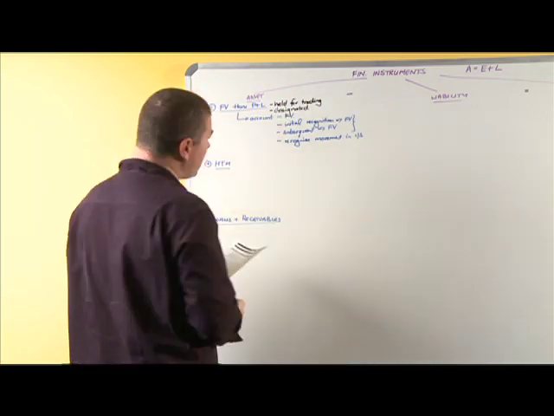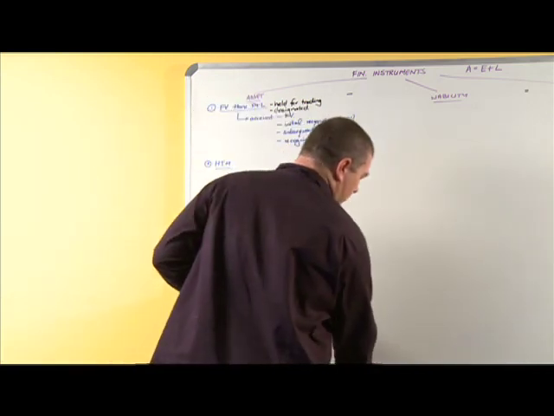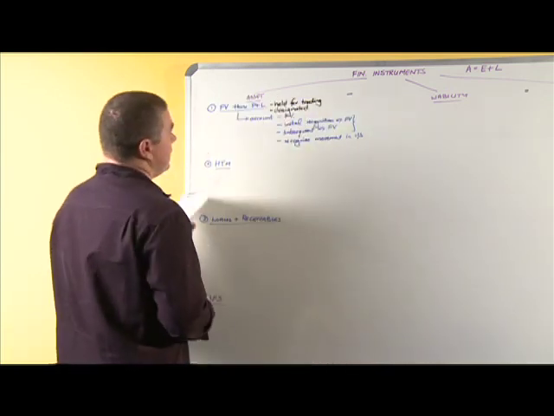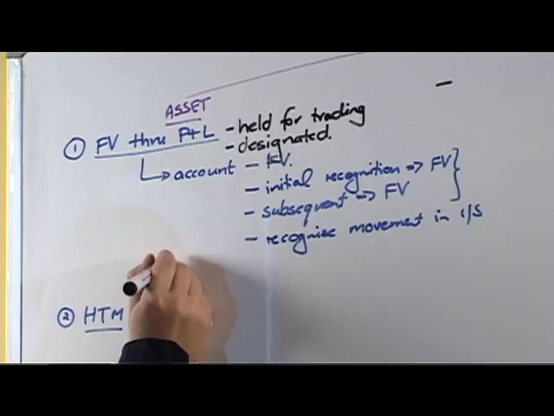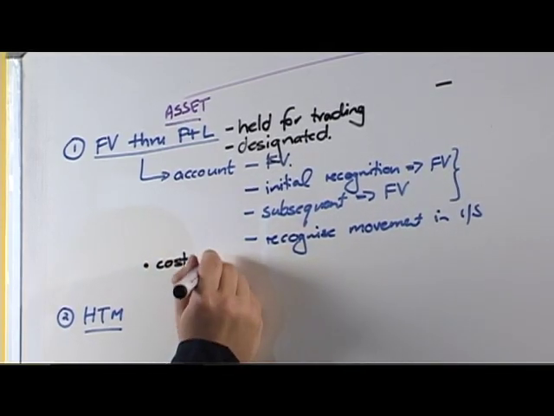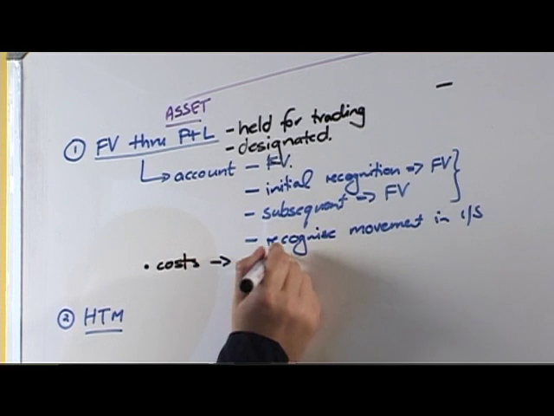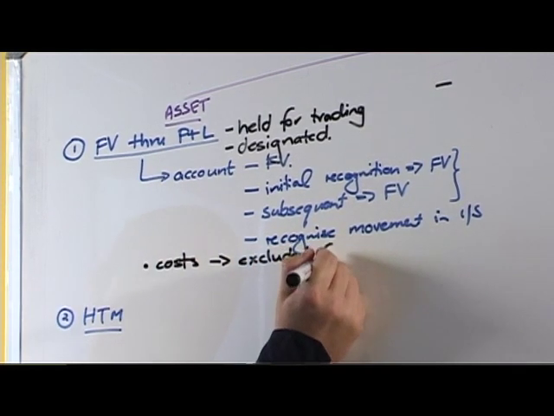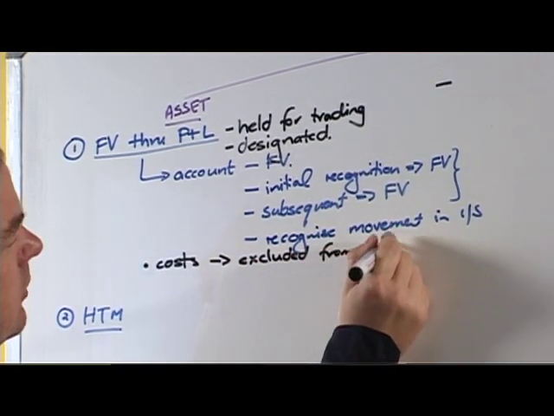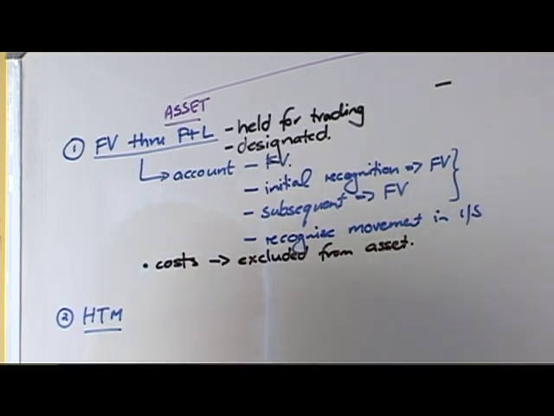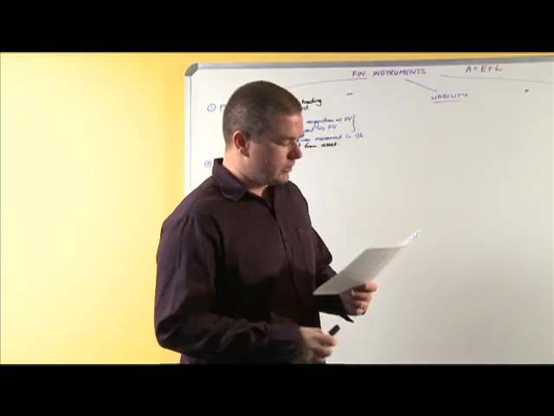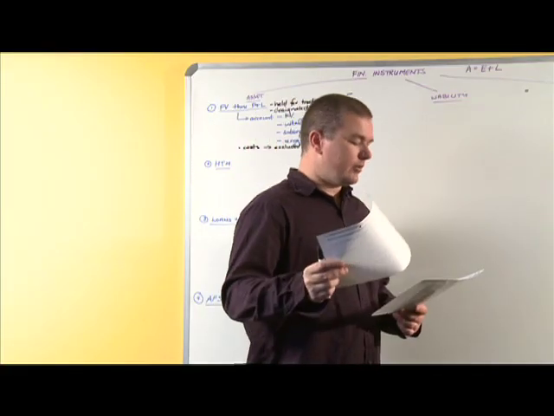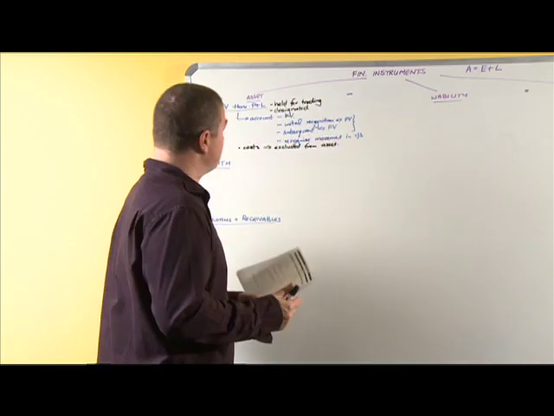Okay. A couple of things that you just need to be aware of. The first one is the fact that if you have any costs, transaction costs, any costs will be excluded from the asset. In other words, what I'm saying is we are going to recognize those costs, I should say, in the income statement. Okay, very, very important that you understand that. All right, and I'll go and have a look at an example of that just now.